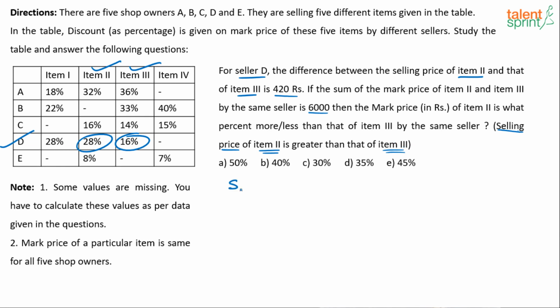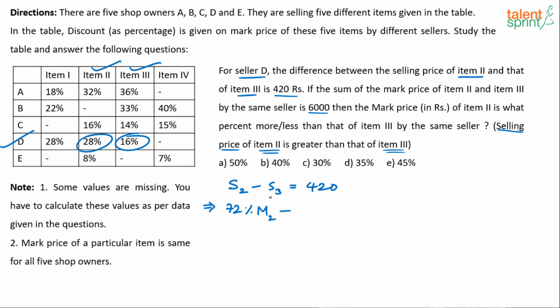So can you say selling price of item 2 minus selling price of item 3 is equal to 420? Yes, that's the first equation. The difference in the selling prices is 420. Now you see selling price of 2. What is selling price of 2? From the data, if the discount on item 2 is 28%, can I say the selling price is 72%? Yes. 72% of what? The mark price of item 2.